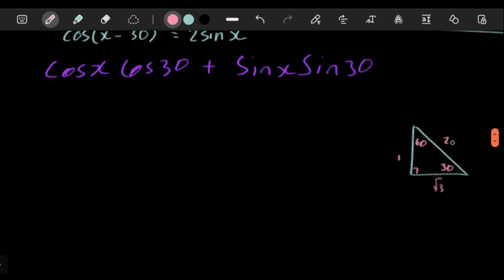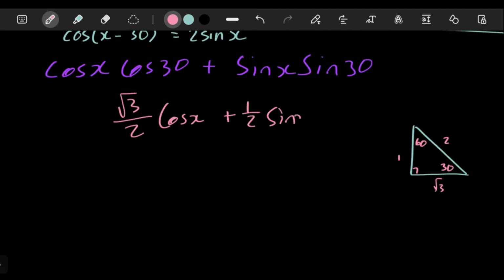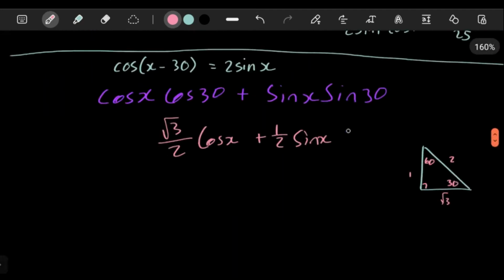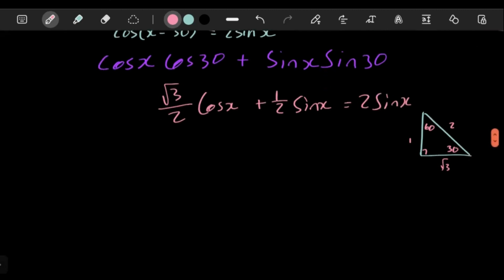Cos 30 is adjacent over hypotenuse, so that's square root of 3 over 2 cos x. And then sine 30 is opposite over hypotenuse, so that's a half sine x. And this is equal to 2 sine x. The fortunate thing is the ones with sine can go to the other side. You're going to have 2 sine x minus a half, right? So it's going to give you 3 over 2 sine x. This is square root of 3 cos x.